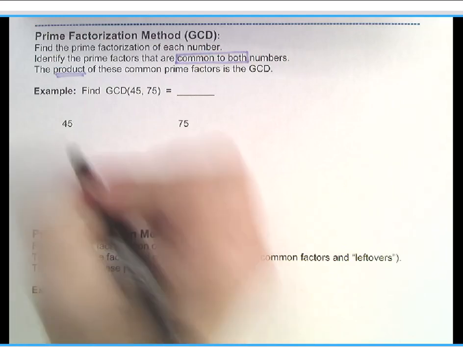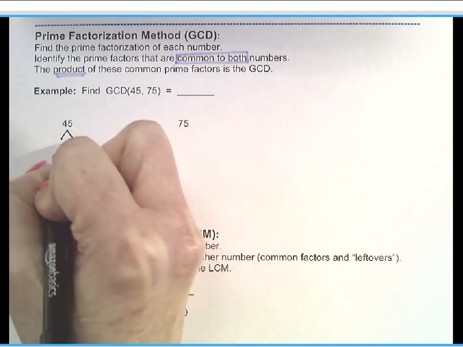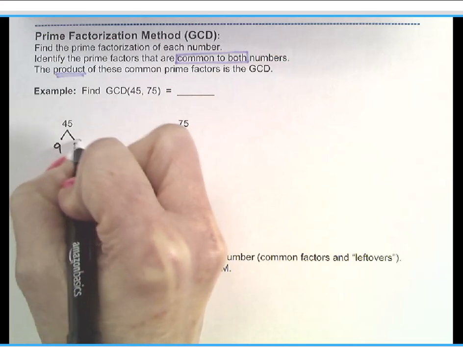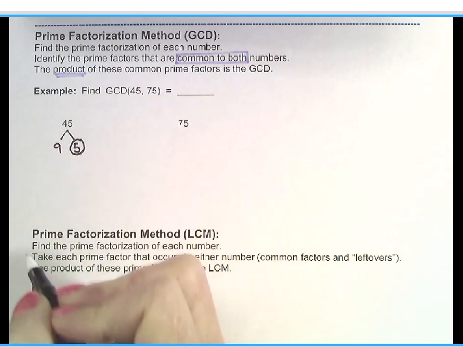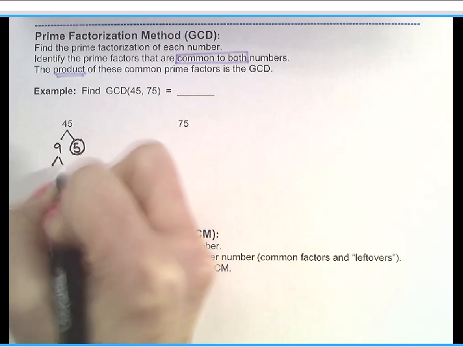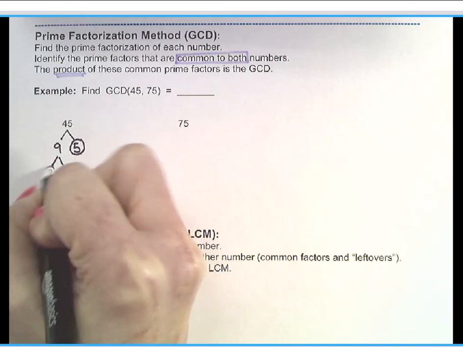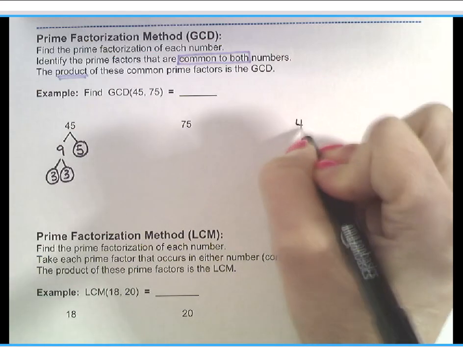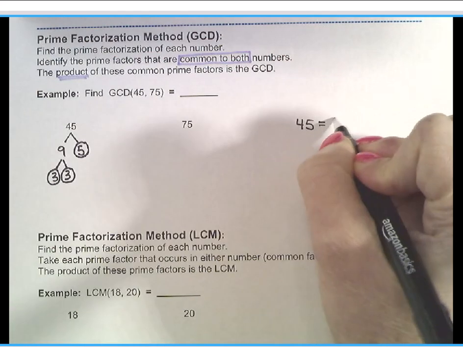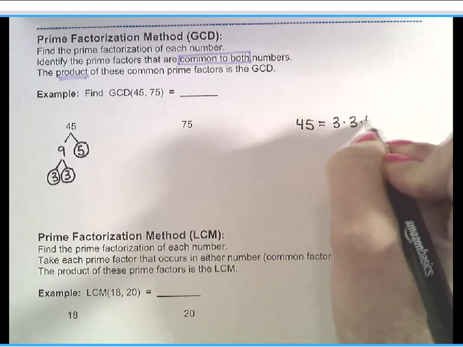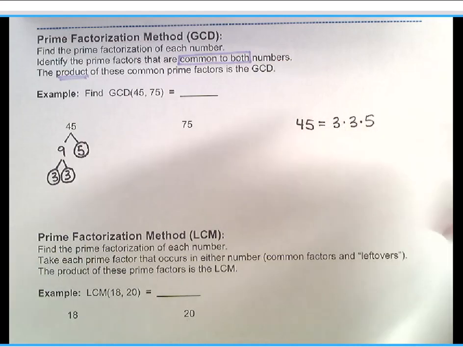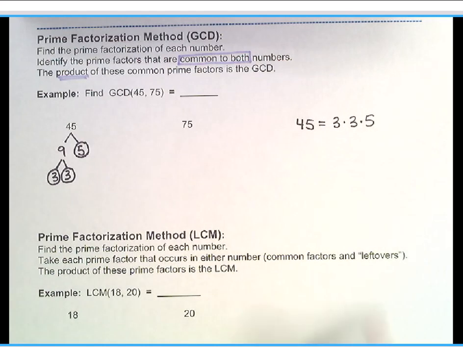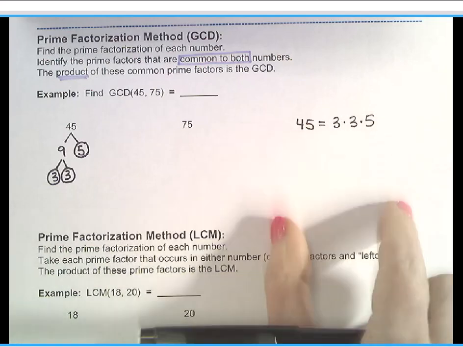So like for 45, 45 is 9 times 5, and when I get to a prime number I circle it. And then 9 is 3 times 3. So I'll write it down over here. 45 is 3 times 3 times 5. I'll use dots for my multiplication here. 3 times 3 times 5. That's what 45 is.